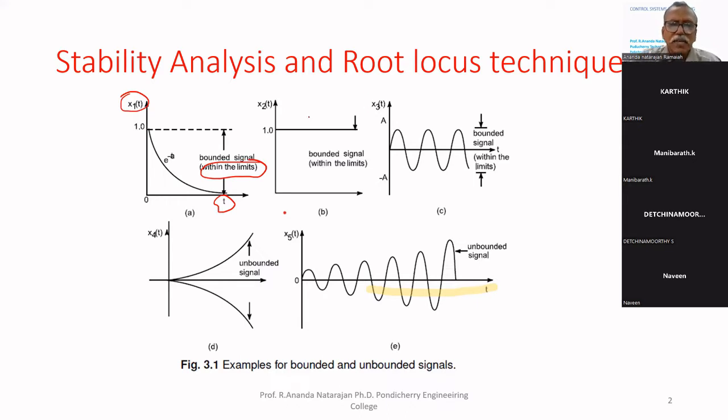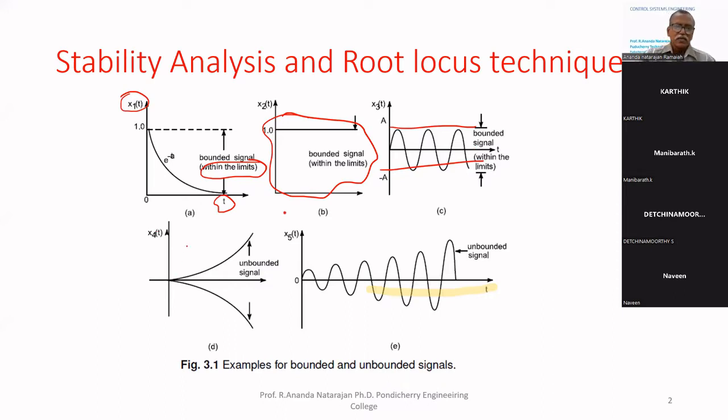A step signal, if you take it up to infinity, is within that bound, so it is a bounded signal. A sinusoidal signal with constant amplitude is again a bounded signal.